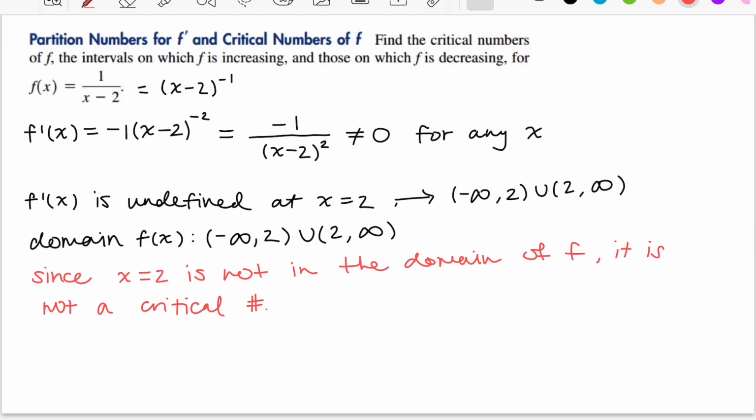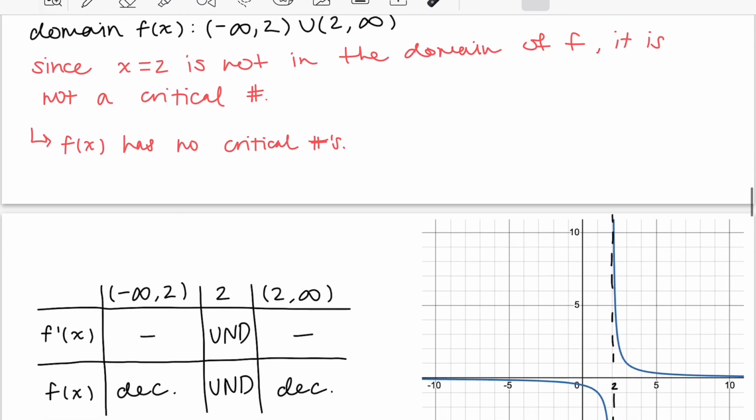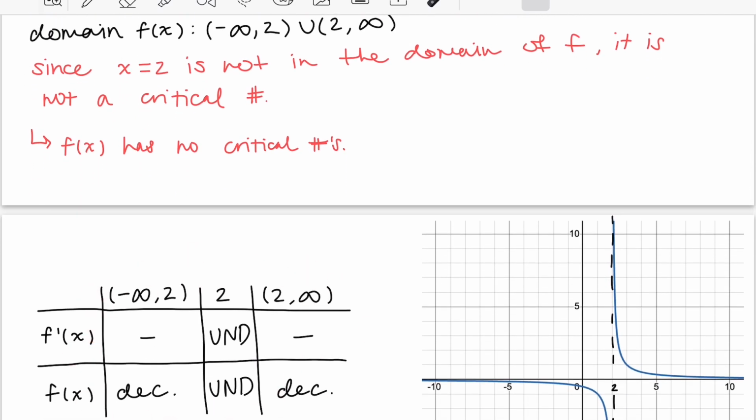All right, and so in this example, actually, our function has no critical numbers. And that's fine. We would just state exactly that our function has no critical numbers, but we can still proceed as normal with this process of constructing our sign chart and determining that way the intervals for which f is increasing and decreasing.